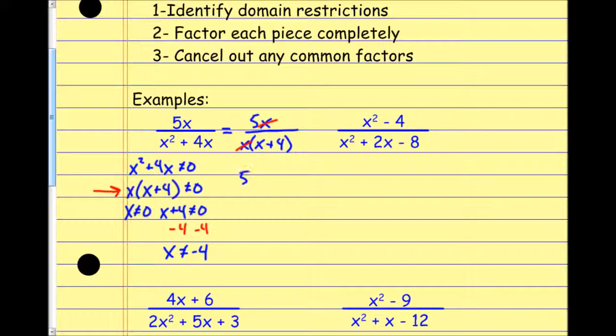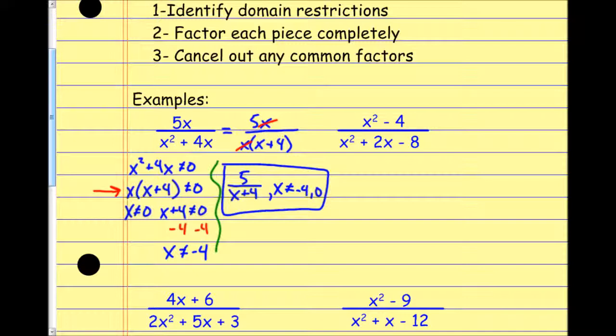But then I also have to say, well, the simplified version is the 5 over x plus 4. However, x cannot equal the negative 4 and the 0. And I have to keep each of those domain restrictions, and I have to couple it with that answer, or else it's not the same as the original problem. Okay? It's the same thing with the next one.